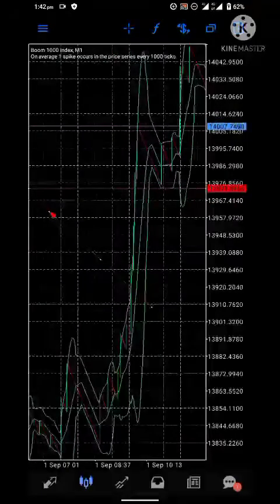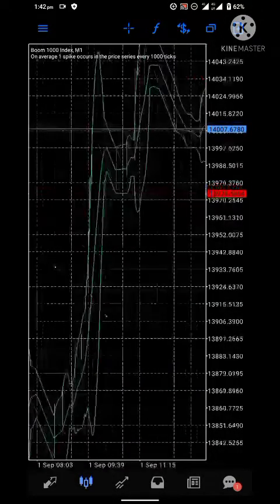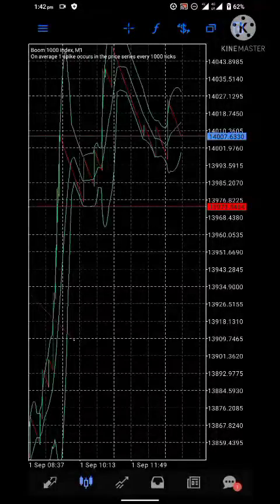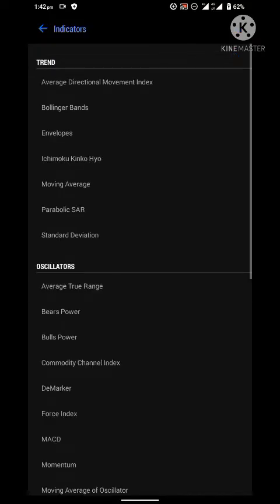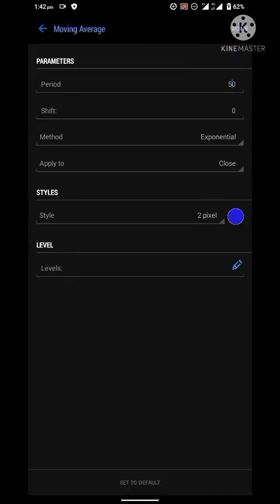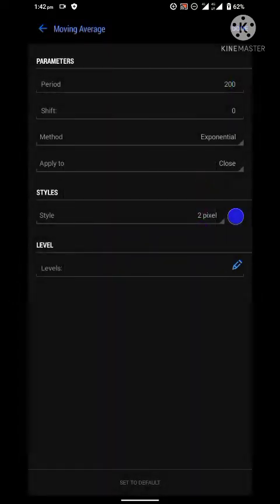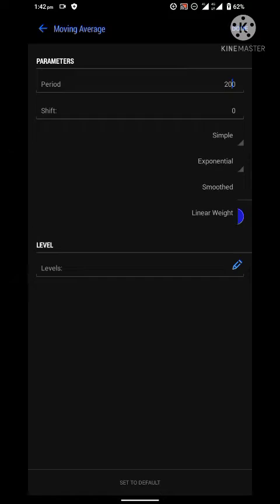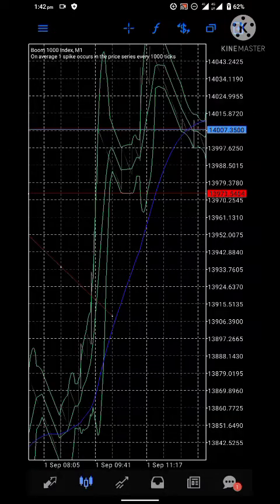So, quickly, if we want to know the beginning of this trend, how do we know when this trend is starting? It's pretty simple. All I have to do is add my second indicator, which is the moving average. Now the moving average is set to 200 exponential. Keep it on blue. I like it on linear weight rather, and click on done.